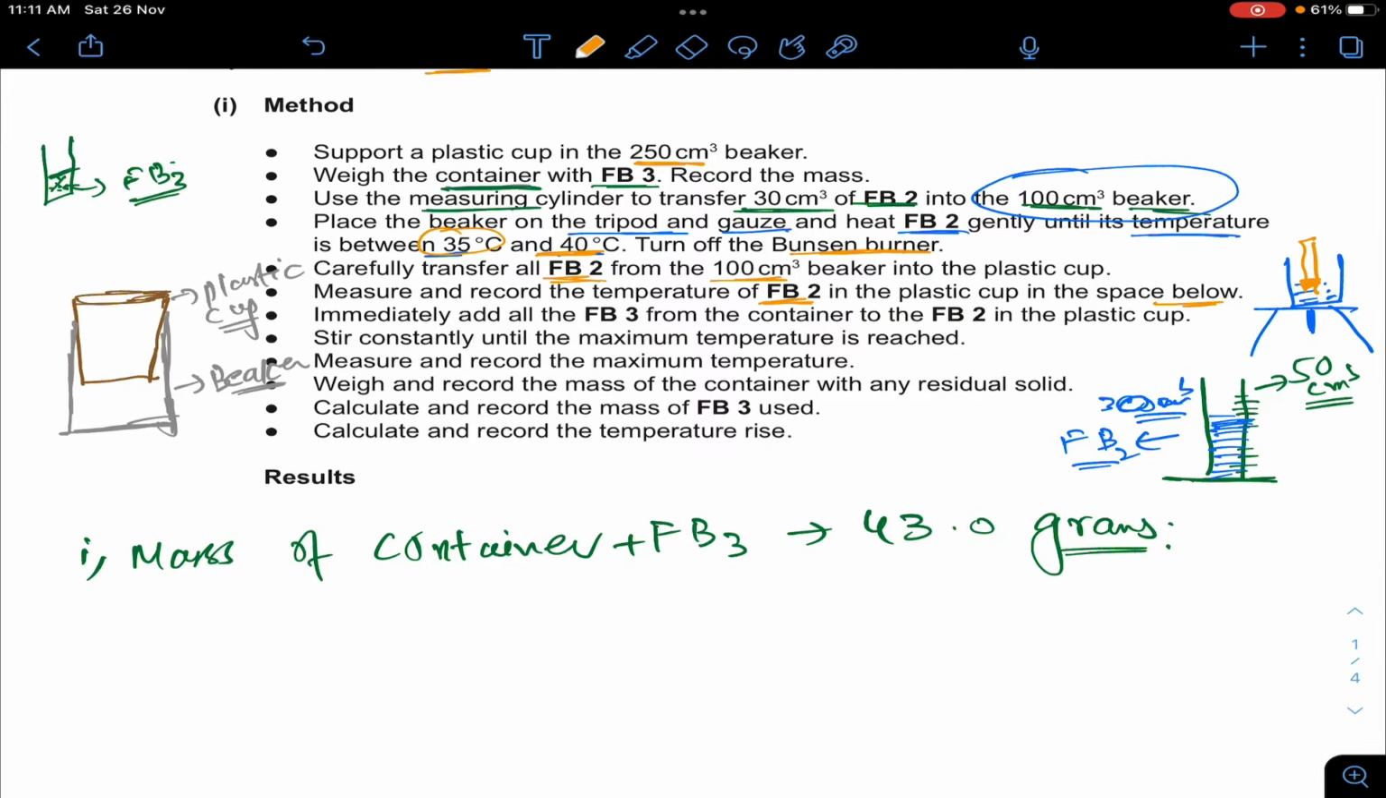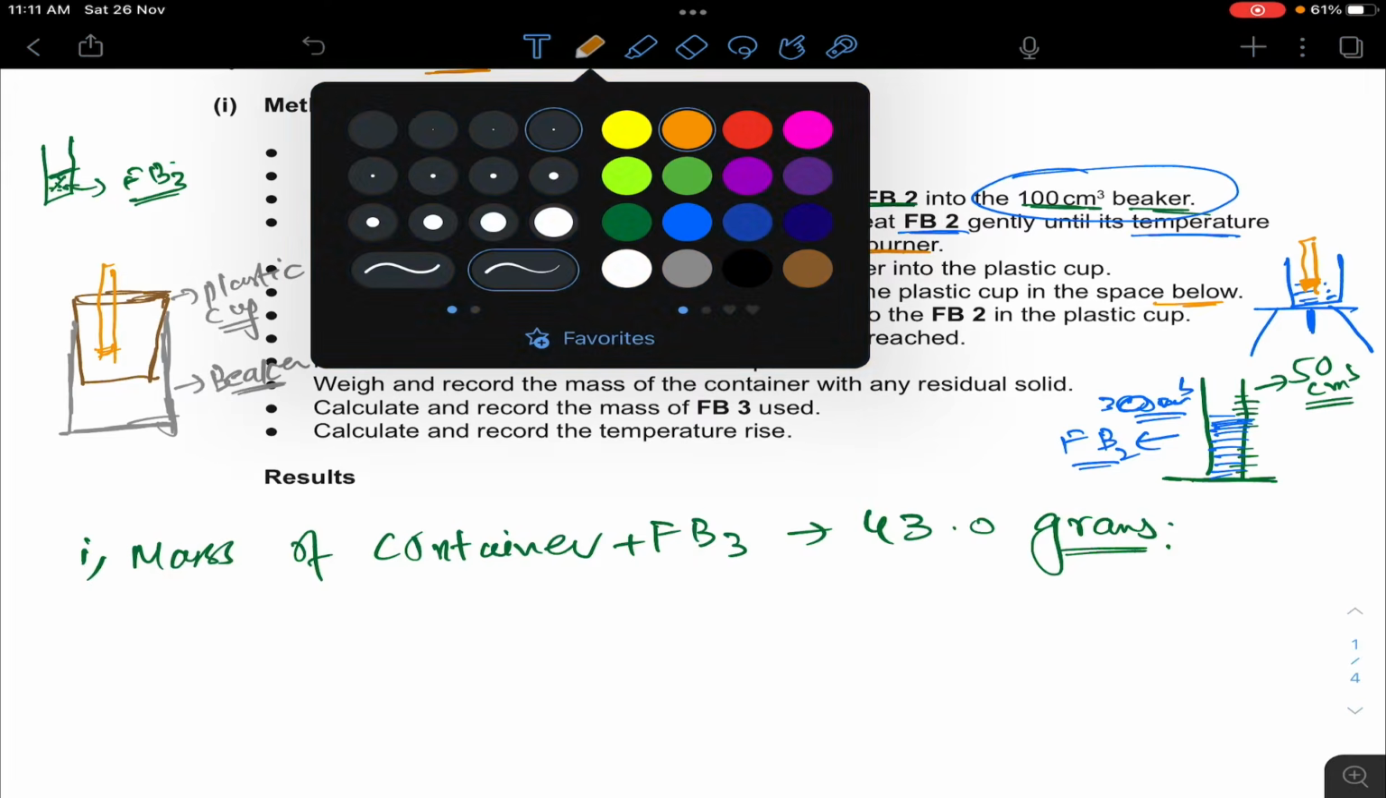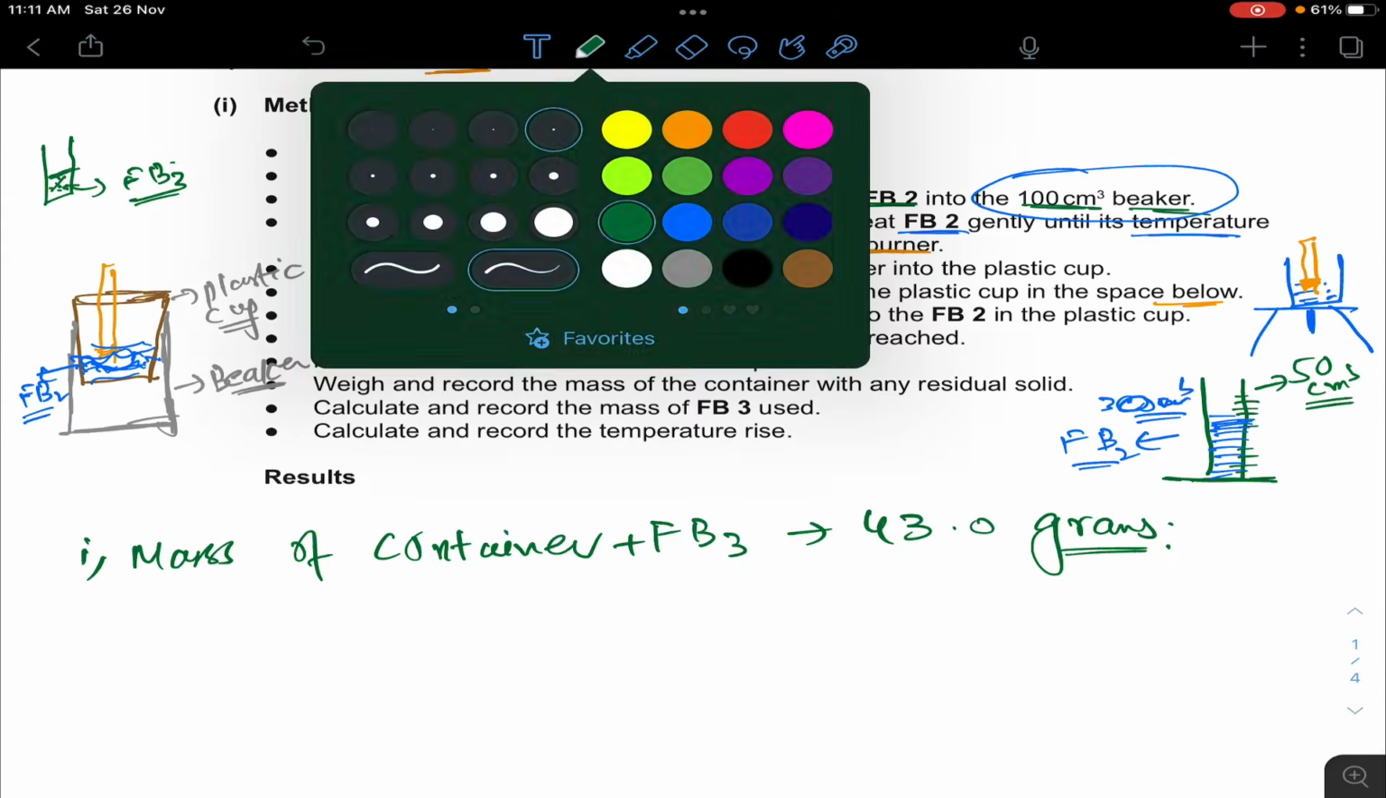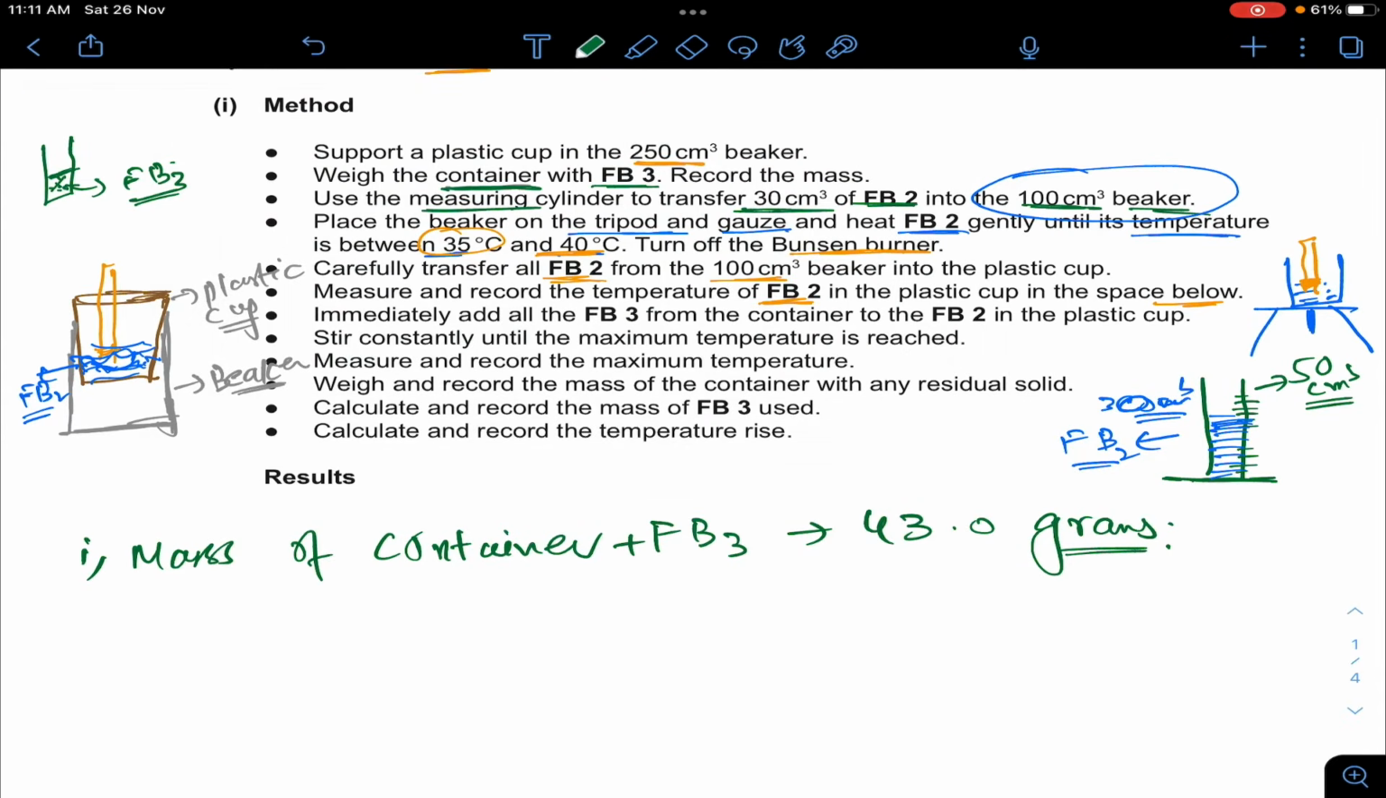So you'll place a thermometer in the plastic cup, and we had 30 cm cube of FB2 in the plastic cup. This is FB2. And you'll note the initial temperature, and the temperature that I got is 40 degrees centigrade.